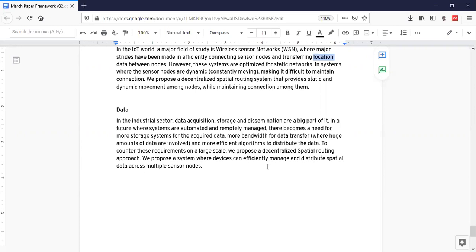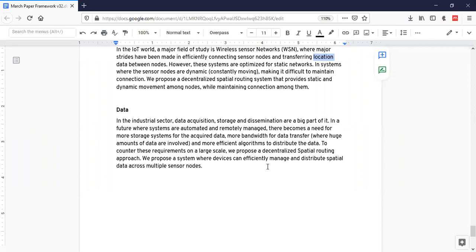So to counter these requirements on a large scale, we propose a decentralized spatial routing approach. In this approach, the system runs such that the devices can efficiently manage and distribute spatial data across multiple sensor nodes. I see. So this is what you've done since yesterday, right? Yeah.